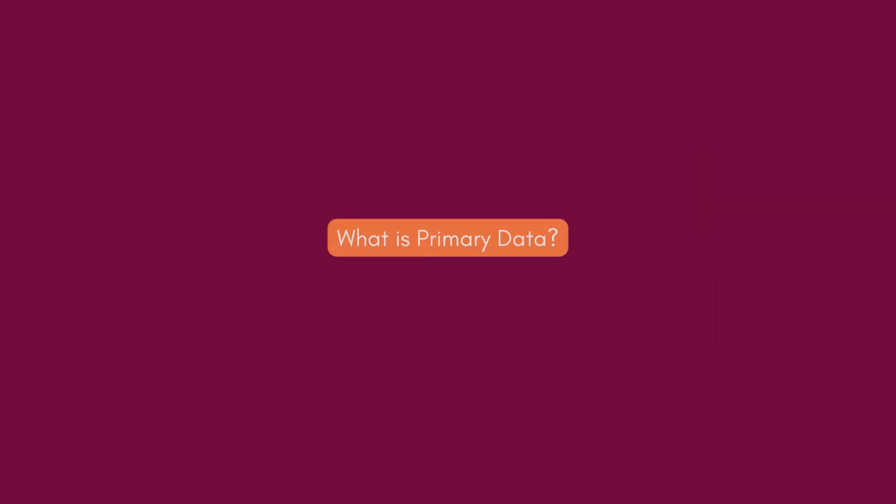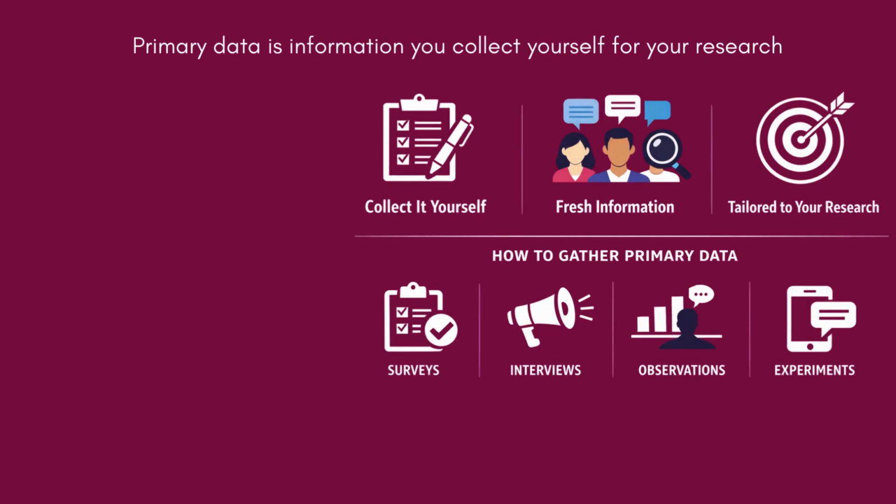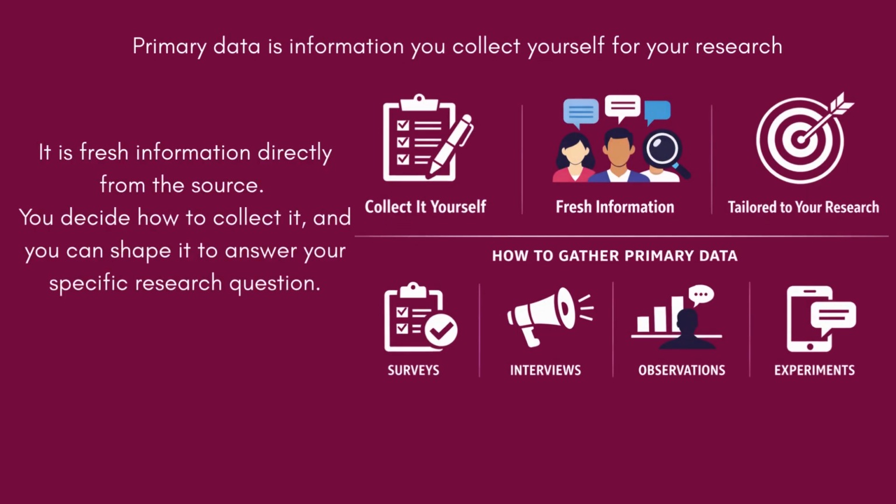What is primary data? Primary data is information you collect yourself for your research. It is fresh information directly from the source. You decide how to collect it, and you can shape it to answer your specific research question.